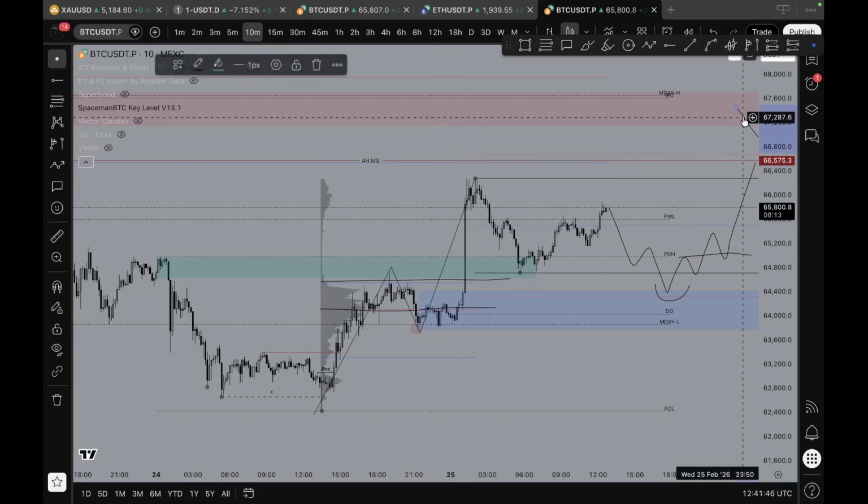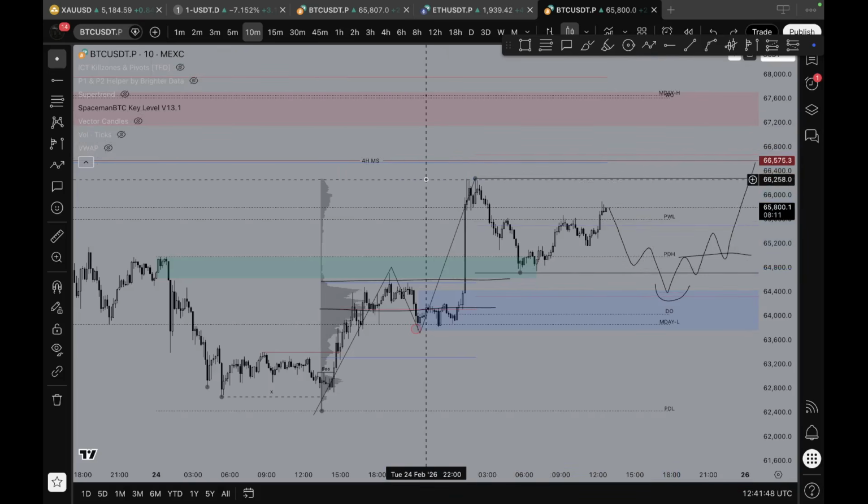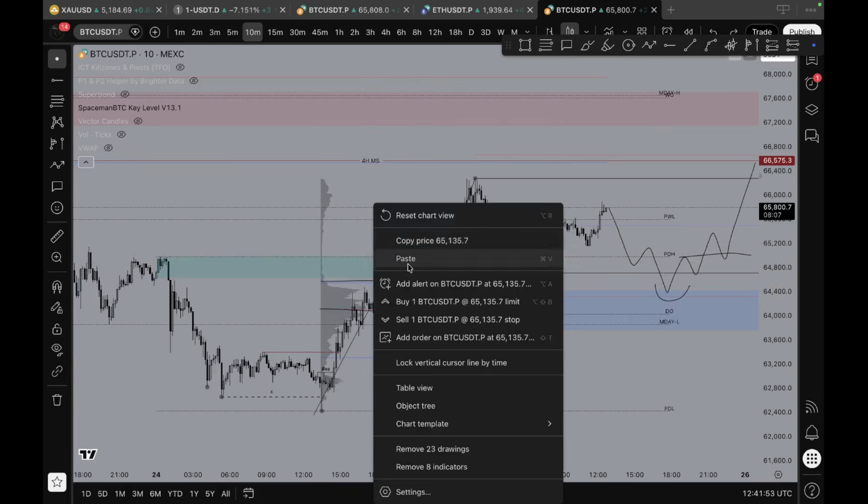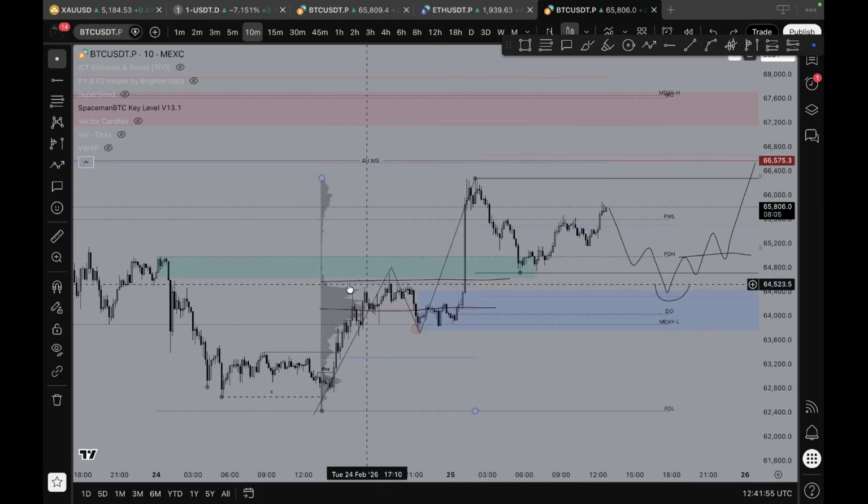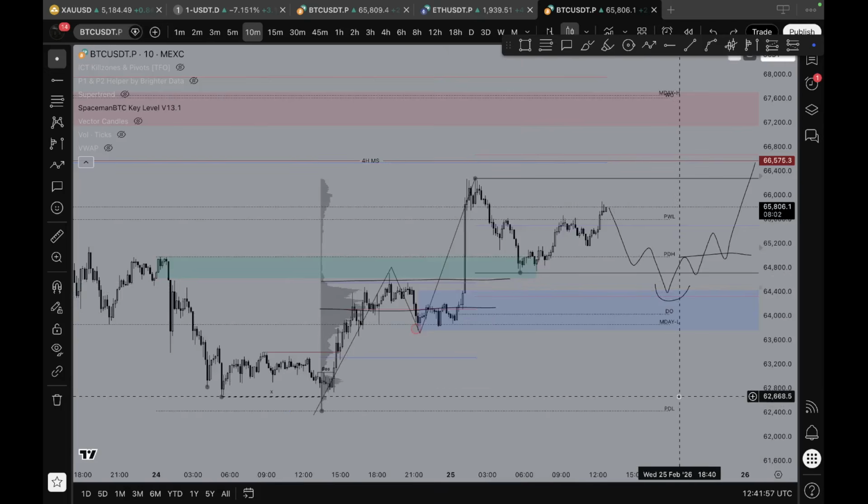So let's clean up. I'll do that later. Let's put an alert above the local range highs, an alert here if we break internal structure, and an alert at that demand a little higher, and then just wait for some new price action.